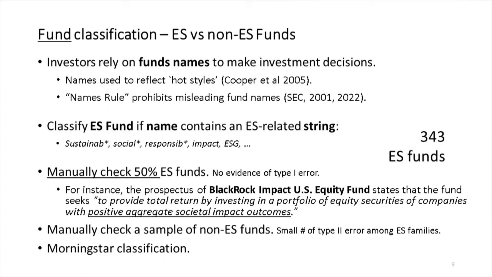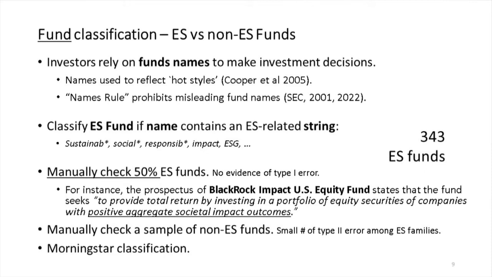So what is an ES fund? Basically a fund that says or contains the words sustainable, social, responsible, impact, and so on. Altogether, we have 343 ES funds in the sample. And we check the prospectuses and we find that we don't have type 1 error. So to be fair, we checked 100% of the funds until 2018, and now we need to check the last part of the sample. So overall, we have checked 50% of the funds and found no type 1 error.